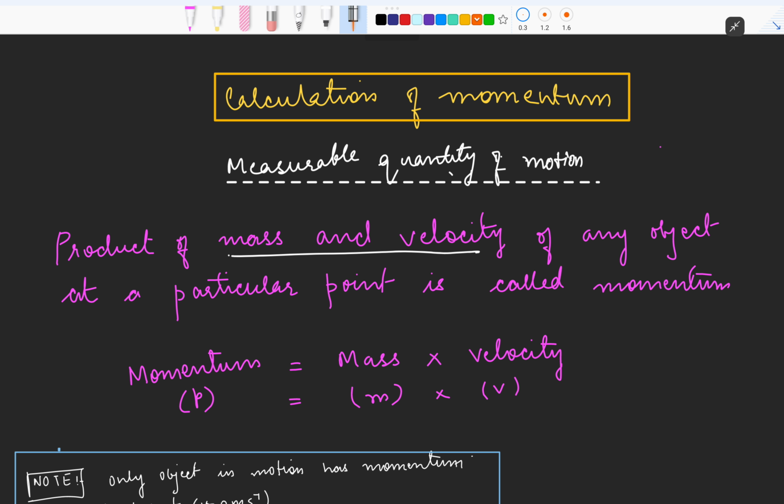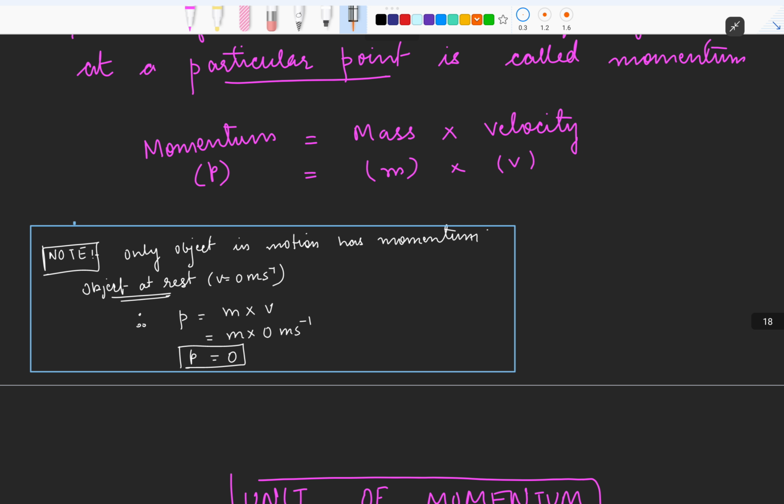How do we calculate it? It's a measurable quantity of motion, and the way of calculating it is the product of mass and velocity of any object at a particular point, right? So momentum is considered at any particular point. It's very important. Momentum is what? Mass times velocity. Now, we already discussed any object that is in motion only has momentum. So an object at rest, because its velocity is 0, will also have momentum 0.